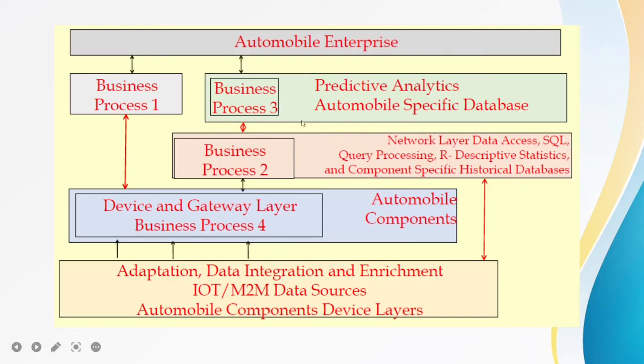Okay, so business process 3. Here business process 2 will directly interact with them. While coming to business process 2, you can make use of the data SS, or you can make use of SQL query programming R, or you can also make use of distributed statistics, component specific historical database.